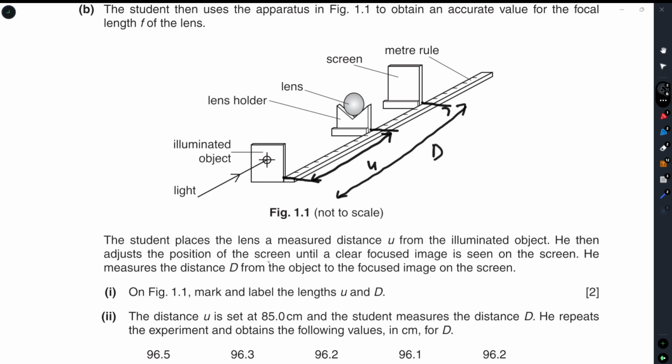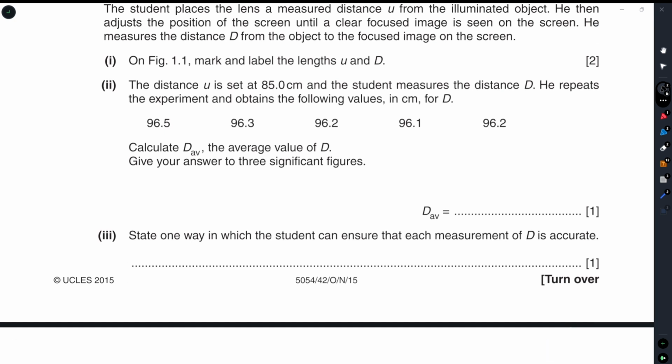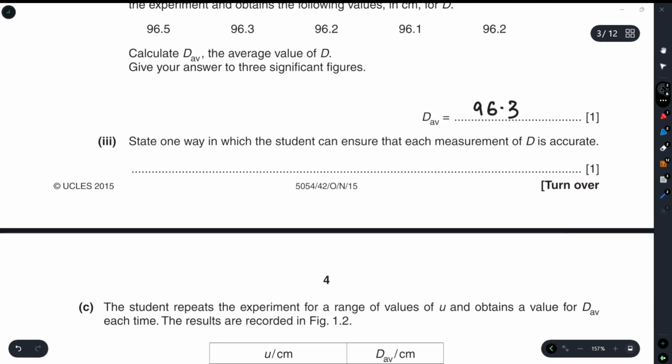So it says he then adjusts the position until a clear image. He measures distance D from the object, which is this right here, to the focused image, which is going to be here. Yep, so that's the correct idea. The distance U is set at 85. The student measures the distance D. He repeats the experiment and obtains the following values. I forgot, I don't need to read the average one. So 96.5, so it's going to be 96 definitely. And then 0.5, 0.8, that's 1, 1.1, 1.3, 1.3 divided by 5 is going to give me 252-ish. So it will be 96.3. Again, all the answers are at one decimal place, so I'm going to answer at one decimal place as well.